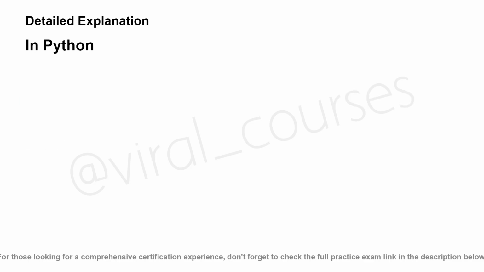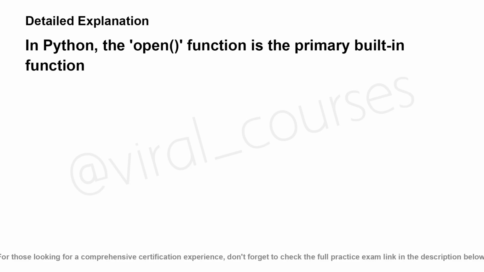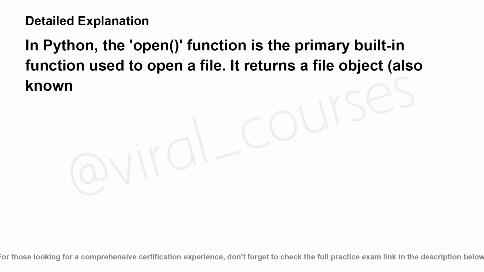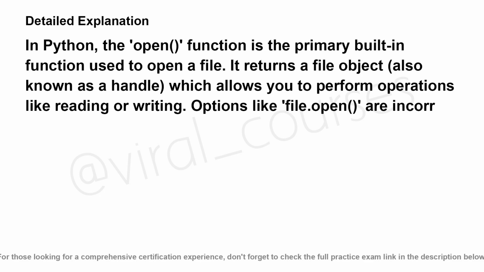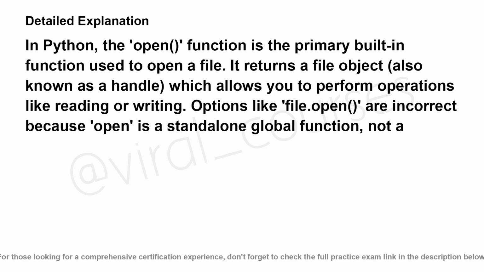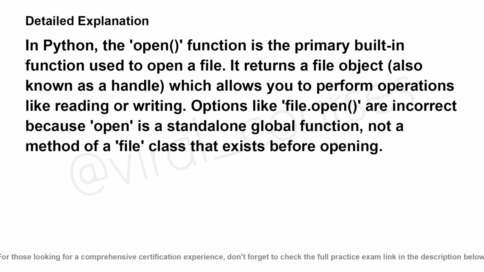In Python, the open function is the primary built-in function used to open a file. It returns a file object, also known as a handle, which allows you to perform operations like reading or writing. Options like file, open are incorrect because open is a standalone global function, not a method of a file class that exists before opening.